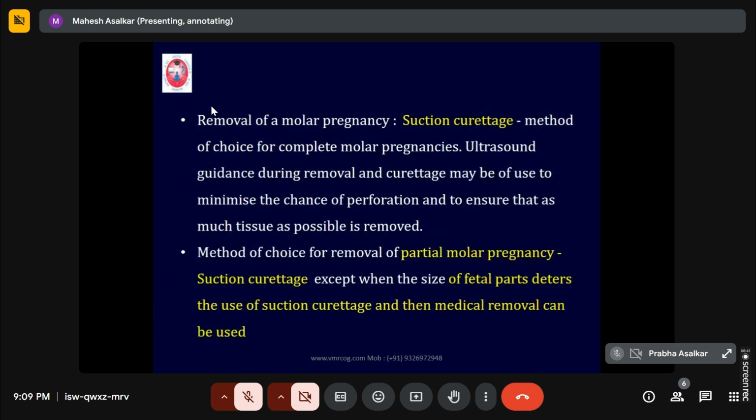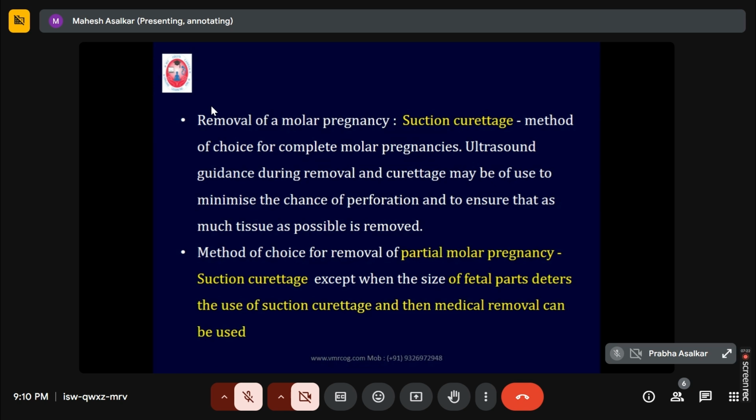So what is the treatment then? Removal of molar pregnancy. Suction curettage is the method of choice for complete molar pregnancy. So if you have a complete mole, suction curettage. Ultrasound guidance during removal and curettage may be of use to minimize the chances of perforation and ensure that as much tissue as possible is removed. So what is the recommended method for complete mole? It is suction curettage, and if you have ultrasound facility available, it is better to do it under ultrasound guidance, because then the chances of perforation will be minimized and as much tissue as possible can be taken out.